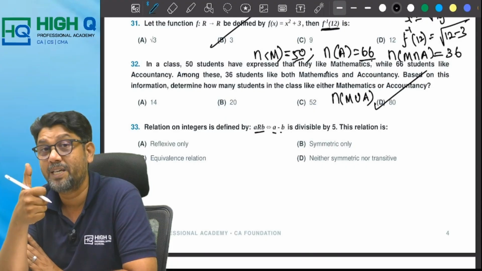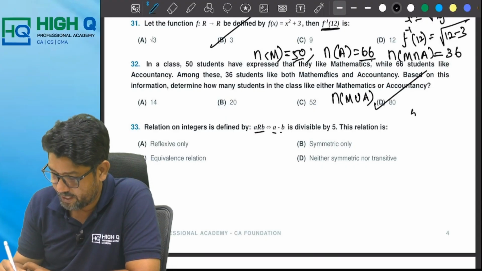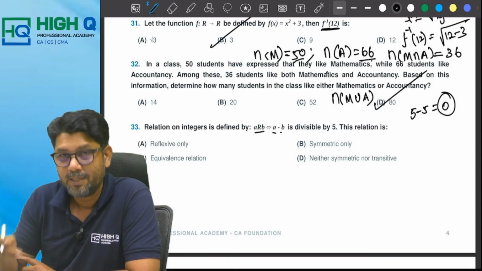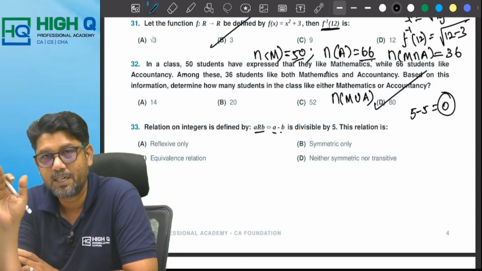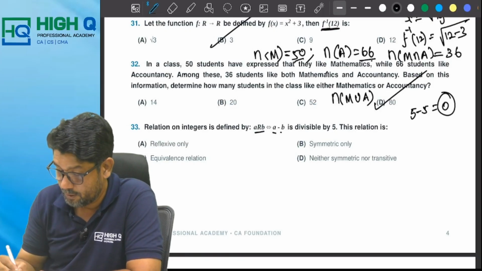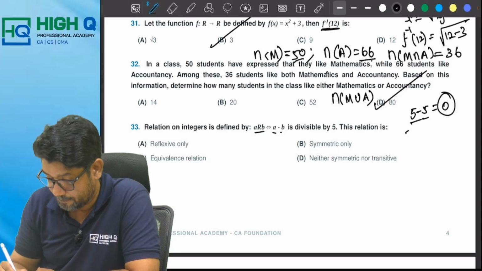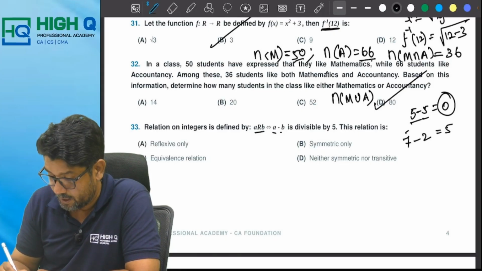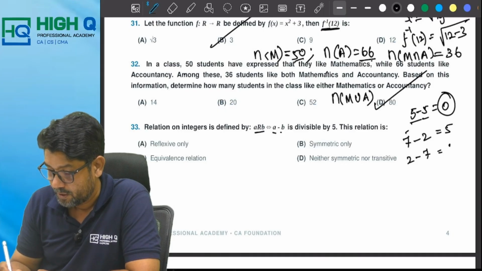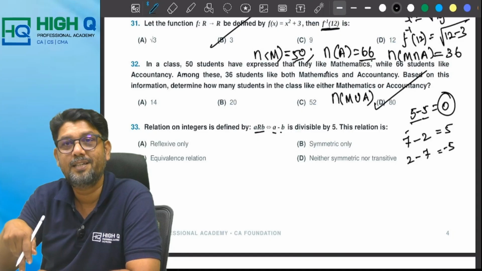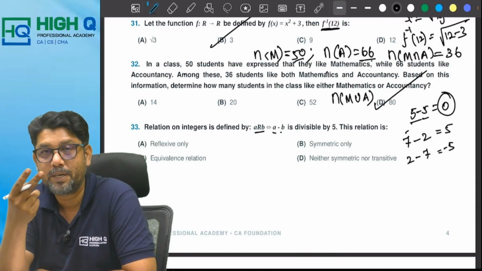First, let us take the same two numbers to check reflexive. Let me take 5 minus 5, which is equal to 0. See, 0 is always divisible by all the numbers. That's what we need to consider. So 5 minus 5 works, and reflexive is possible. Next is symmetric. 7 minus 2 is equal to 5, which is divisible by 5. Now find 2 minus 7, which is minus 5. So this is still divisible by 5.